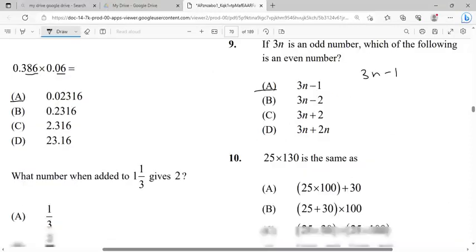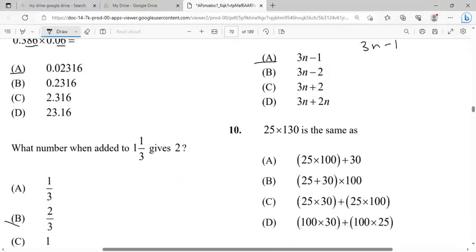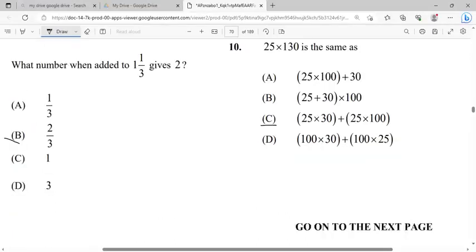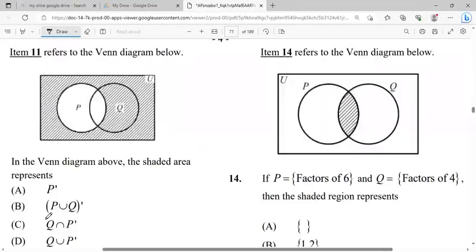25 times 130 is the same as, how can I question this? 25 times 130 is the same thing as 25 times 100 plus 30. No, no. You should have given 50. No. 25 times 30 and 25 times 100. Definitely C. So this one, you just have a look based off of all of them, set it up, right? And you should be good if they bring back something like that.